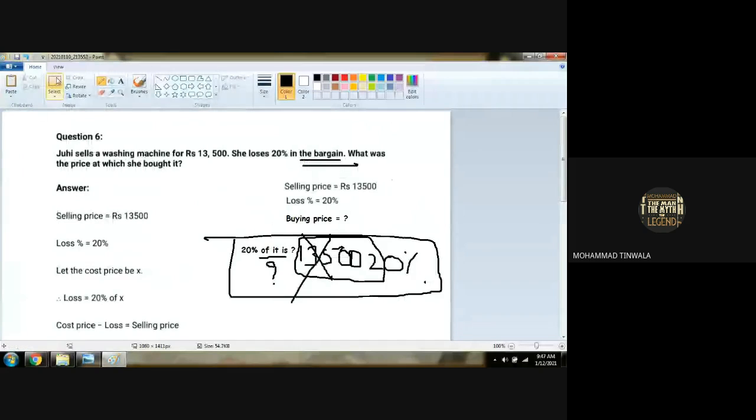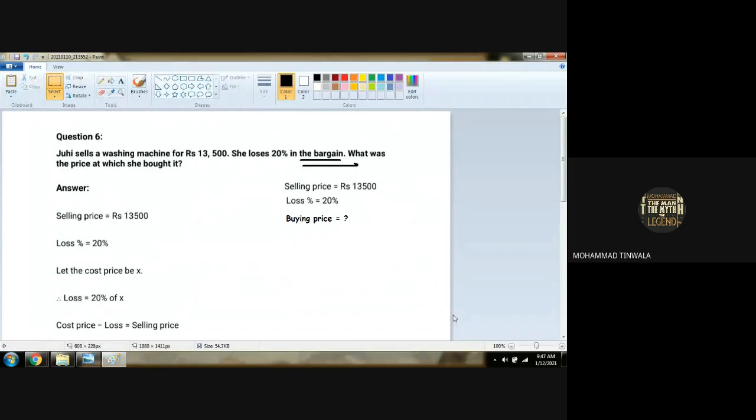What is the question? The question is based on the selling price that we have and the loss percentage that we have. We don't know the loss amount. If we knew the amount, we could easily get the actual price. But we don't know the amount either. What is the 20% amount? We don't know the buying price. We only have a selling price. Is that clear?